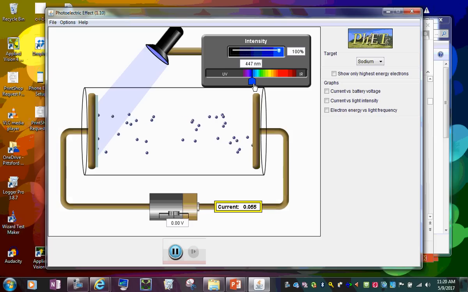Right now it's at blue and it's 0.055. I keep increasing the intensity, sorry, not the intensity, but the frequency. The electrons are moving faster, and we're generating more current. So this is how a solar cell works.